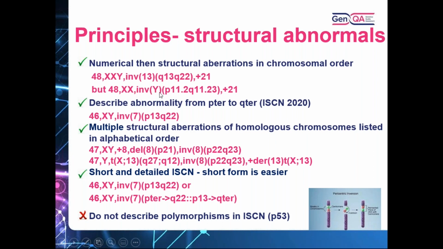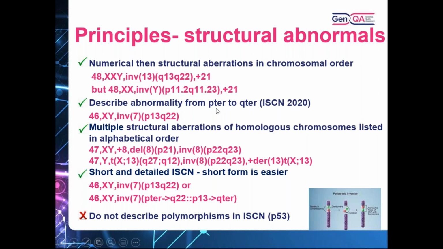You put a comma after the XX and then put inversion Y, but you don't put plus, because this is the sex chromosome constitution of the individual. Because what's gained is actually the X, and then you'd have to put 48, X, plus X, inversion Y, which doesn't make sense, and it sounds like it's an acquired abnormality. In fact, this is constitutional, and so that's why you don't have a plus in it.